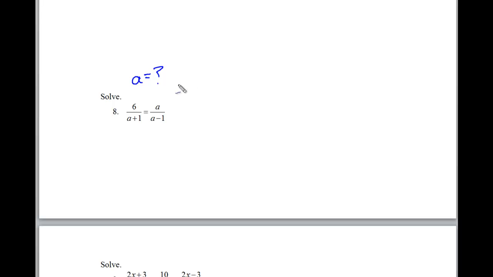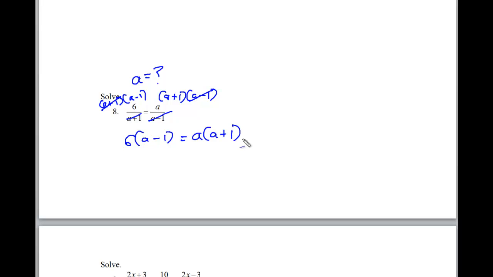So the lowest common denominator here is A plus 1, A minus 1. So I write my LCD off to the side, because I'm going to multiply both sides by A plus 1, A minus 1. And this is called clearing the denominator because this will simplify with that, and this will simplify with this. So I have 6 times A minus 1, and that's equal to A times A plus 1.